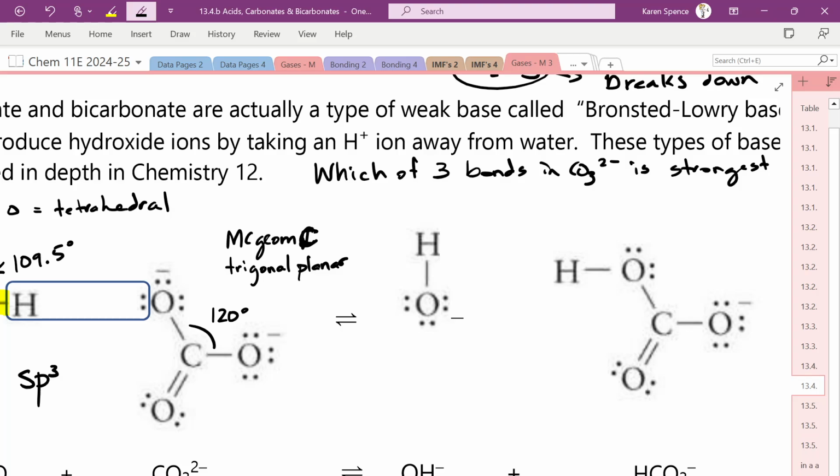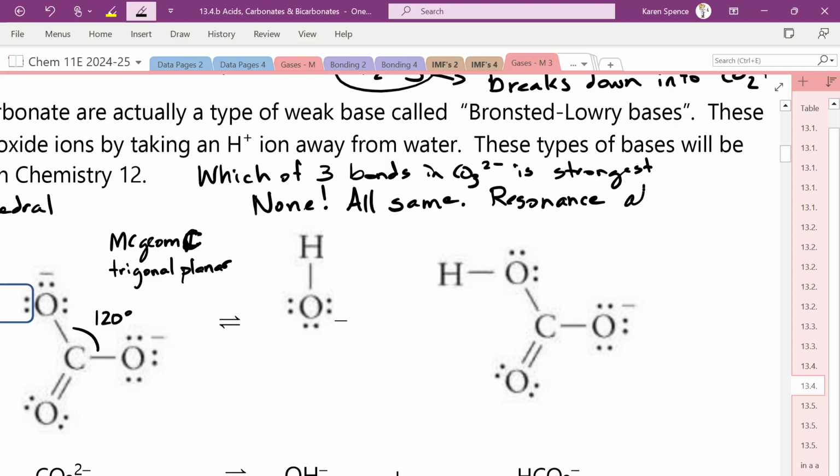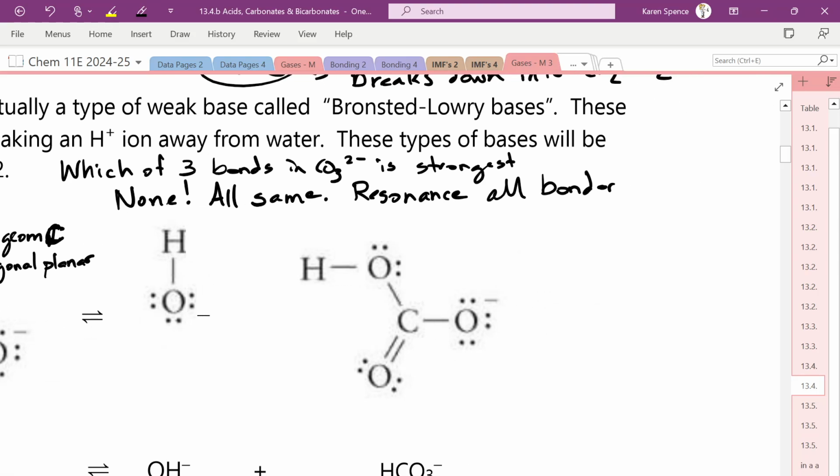They're resonance structures, so there is no double bond per se. There's only 3 bonds, which are all bond order 1 1/3. Okay? None. All the same. We have resonance. And all the bond orders are 1 1/3.